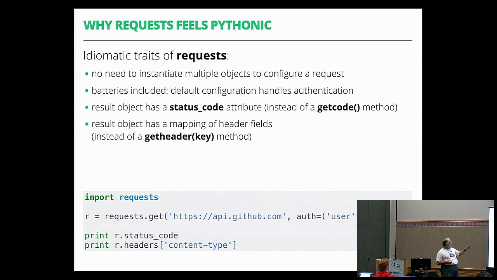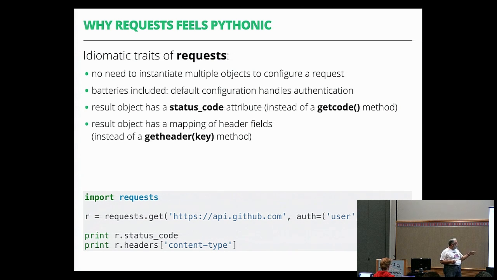The result object, R here, has this status code attribute, so that you can get that value easily, instead of trying to figure out what a method name would be and calling that method. And again, the headers is implemented as a mapping, which is a natural data structure to do that, instead of having you use this arbitrarily named getHeader method. You can use this notation.